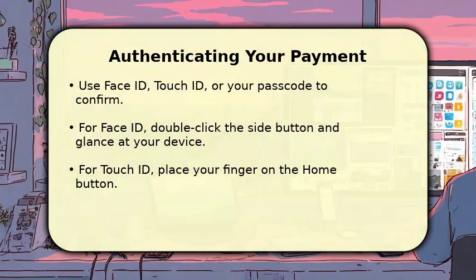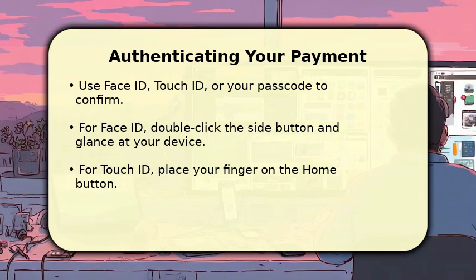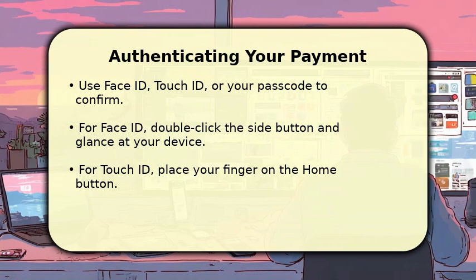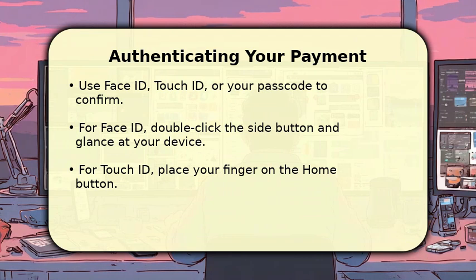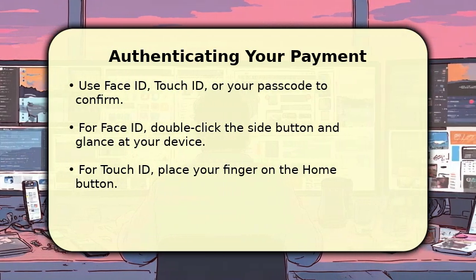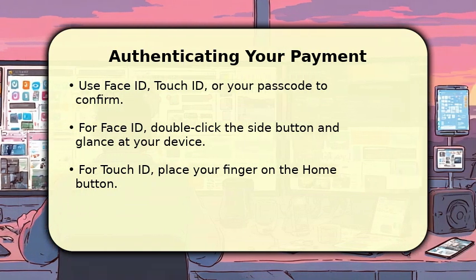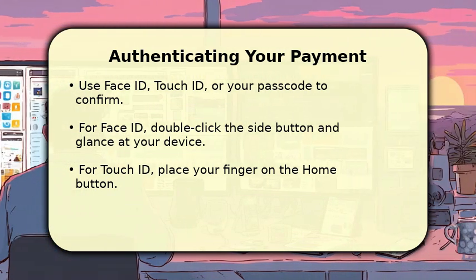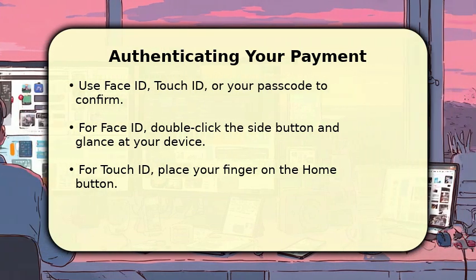To complete your purchase, you'll need to authenticate using your device's security features. If you have Face ID, double-click the side button and glance at your screen. For Touch ID, simply place your finger on the Home button. Alternatively, you can enter your passcode. This security measure ensures that only you can authorize purchases, providing a high level of protection for your financial information.